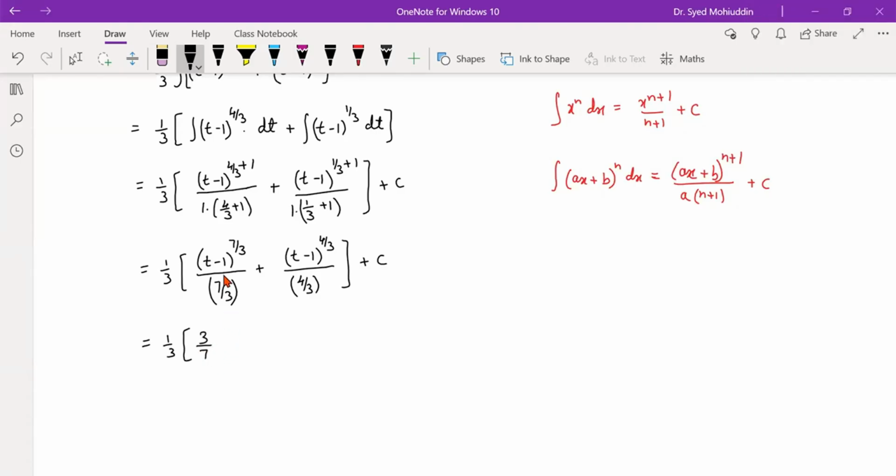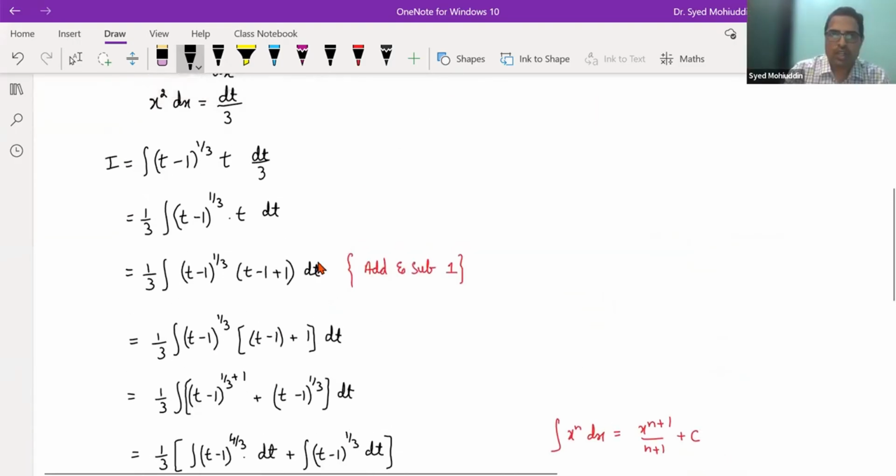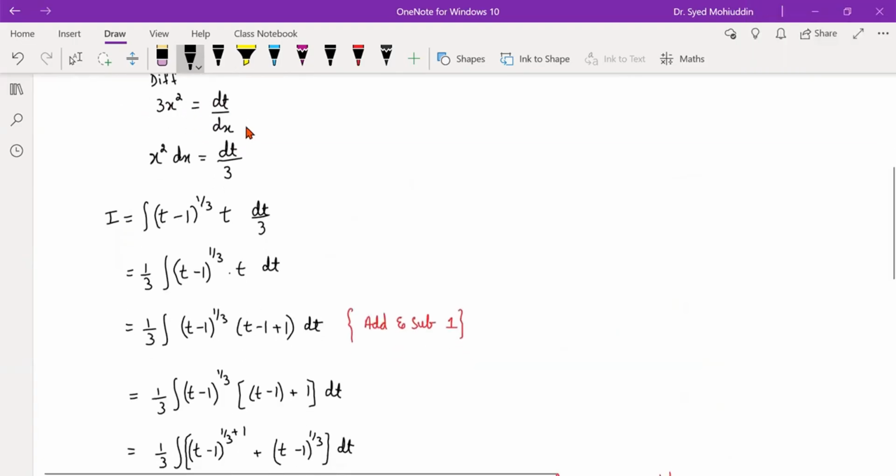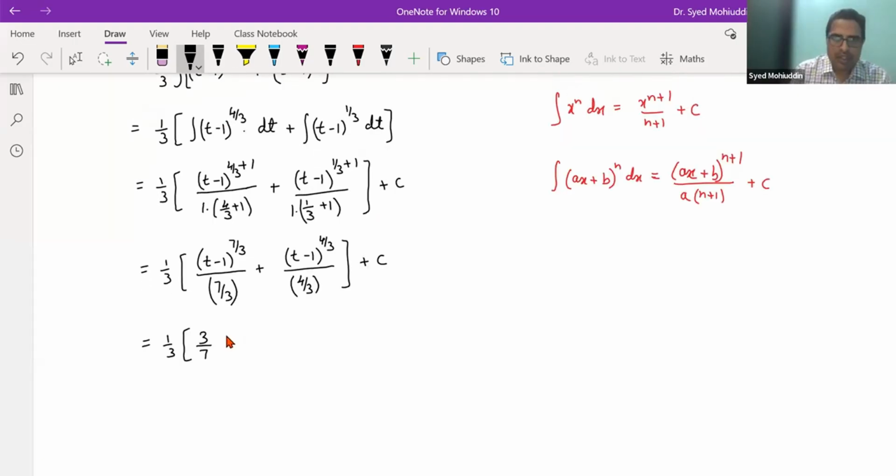Times of. Now, since integration is complete, you can put back the value of t. What is the value of t we have taken? x cube, no? So here you can see x cube we have taken. This one, x cube. So let us put that value back. x cube minus 1 whole power of 7 by 3.